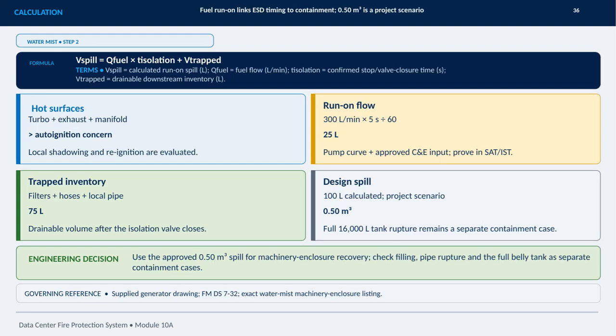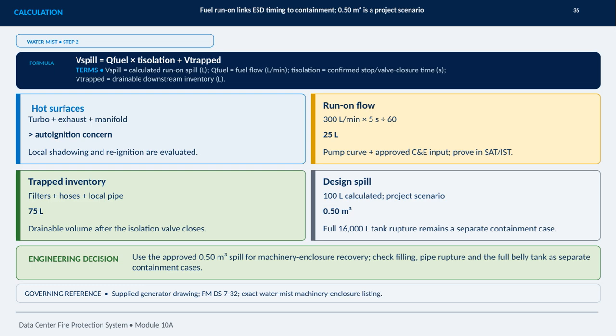This slide calculates the fuel run-on volume that links emergency shutdown timing to containment needs. The governing relationship is straightforward. Spill volume equals fuel flow multiplied by the confirmed isolation time, plus any drainable inventory trapped downstream of the valve. In this project scenario, the run-on contribution is 300 liters per minute over 5 seconds, which produces 25 liters. The downstream filters, hoses, and local piping add another 75 liters, bringing the calculated spill to 100 liters.